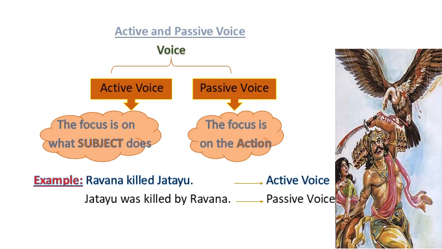So when the focus is on what subject does, it is called active voice. Means where subject is the doer, or where the focus is on what subject does, then it is active voice. And when the focus is on the action, or an action has been done to the subject, then it is called passive voice.